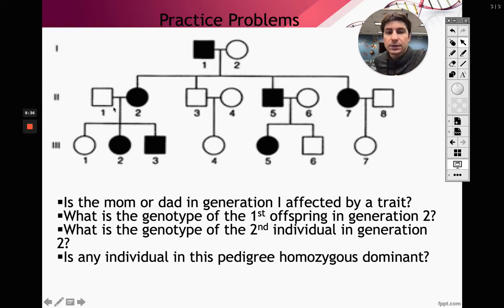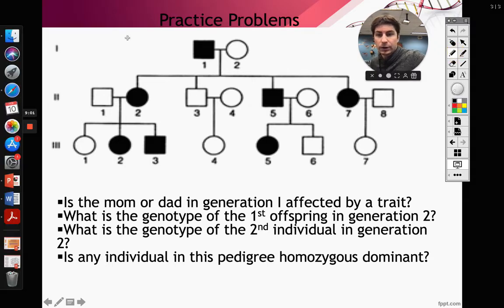Now, I said we're going over autosomal dominant here. Okay, so if they are filled in, they're going to be big R, little r. So individual number 1 of generation 2 right here, this square, he's going to be little r. What's the genotype of the second individual in generation 2? That's this one. And we know it could be big R, or big R, little r if it's filled in.